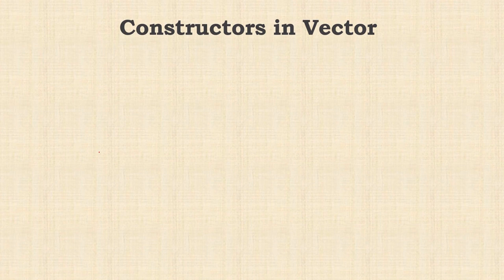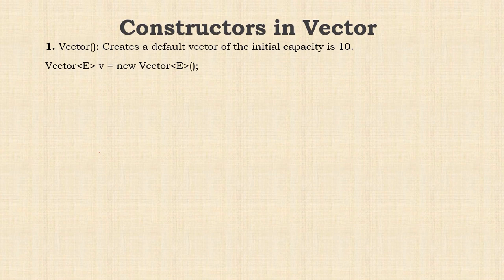In how many ways can we create a Vector? This is the first way: create a default Vector, where the initial capacity is 10. The initial capacity will be 10 for Vector, and this is applicable for ArrayList also. If you're creating an ArrayList, the initial capacity will be 10, same as Vector. Like this we can create the Vector instance.